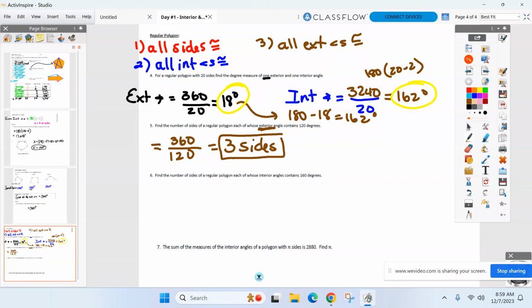So we're given the interior angle, so we can find the exterior angle because they add up to 180. So the interior angle is 160, then the exterior angle is 180 minus 160, which is 20. So we divide the sum of the exterior angles, which is always 360, by one of the exterior angles.